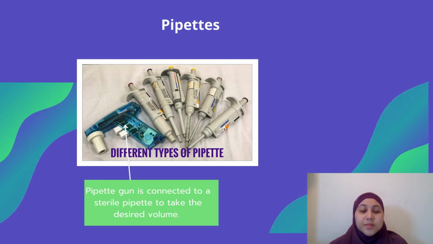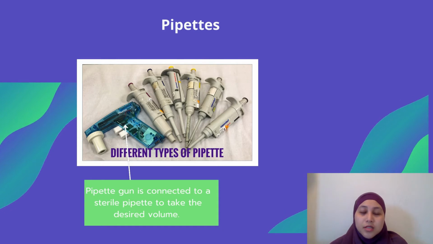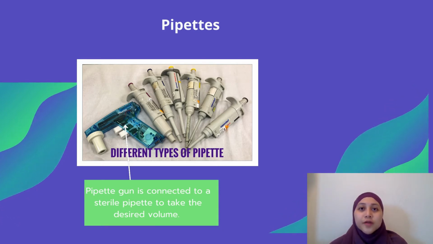The arrow in this picture shows the pipette gun. Pipette gun is normally connected to the sterile serological pipette to withdraw certain volume of fluid.